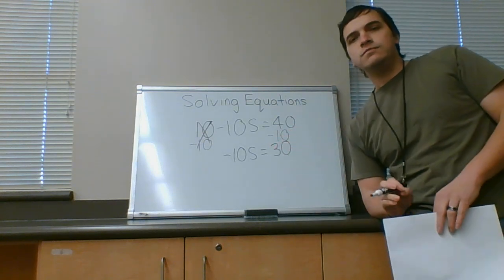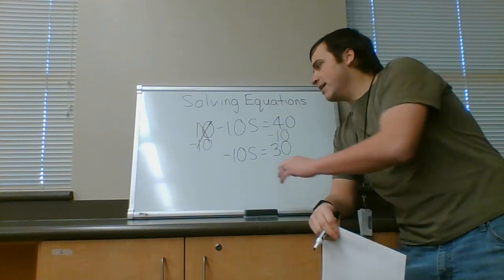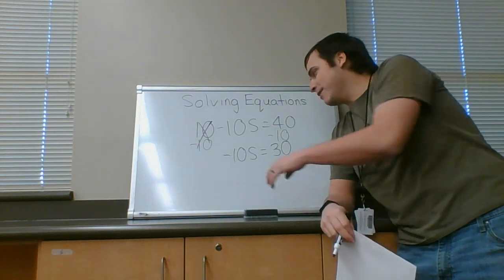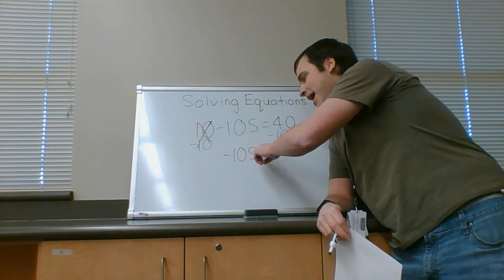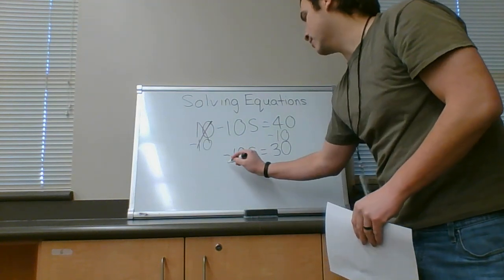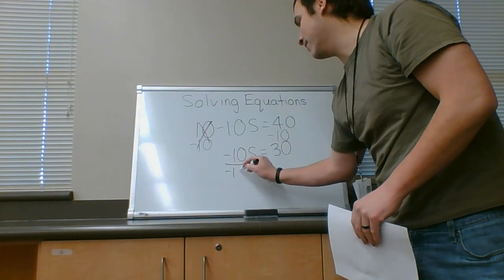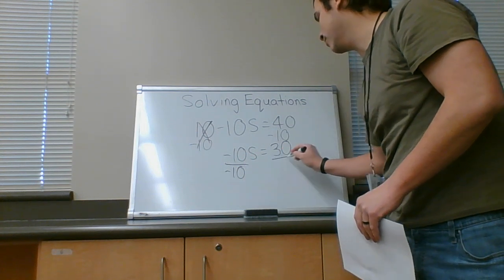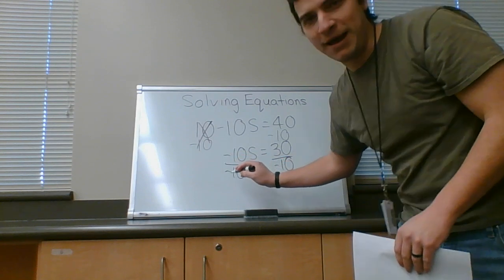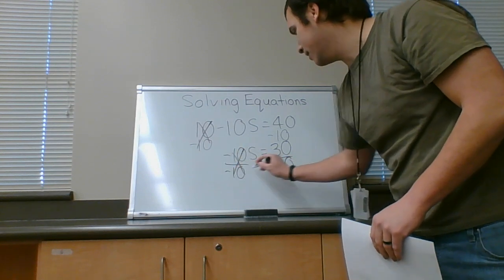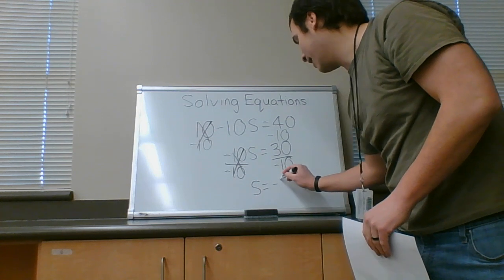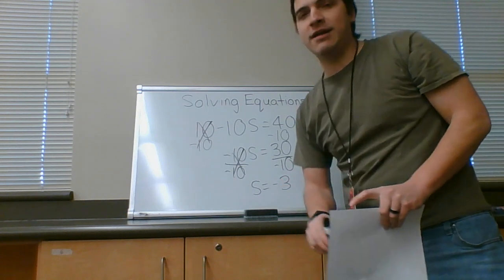Now, students are always thinking, is that negative or minus? Well, broadly speaking, think of it as negative 10 times s. The opposite of multiplying is divide. To solve that, you divide by negative 10. Keep the negative attached to the negative 10. Do it to both sides. Negative 10 divided by negative 10 is simply just 1. 30 divided by negative 10 is negative 3. Your answer is negative 3.